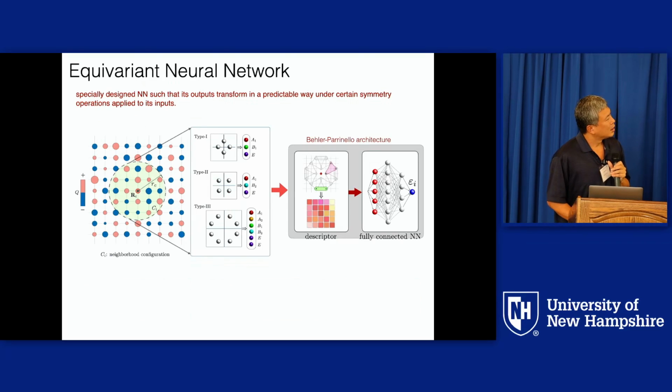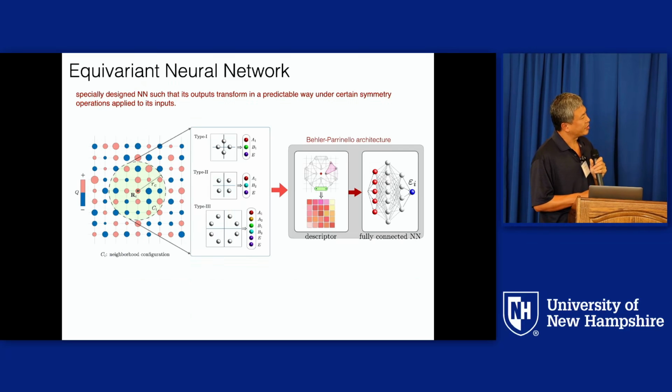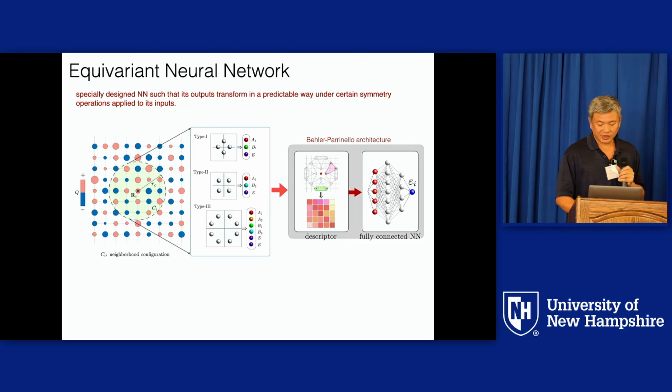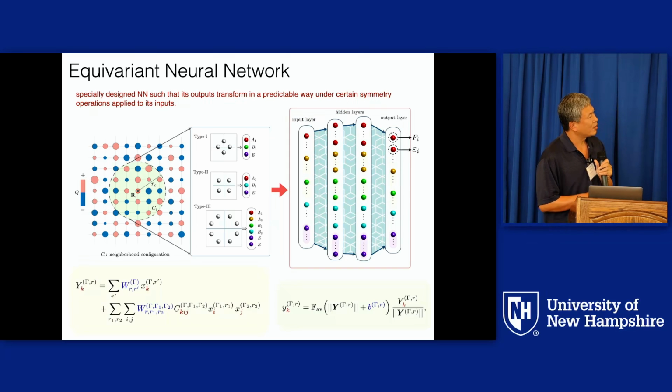Right. So what I described so far is, you decompose your neighborhood into irreducible representations, do your descriptor, and fit it into a fully connected neural network. So that's one way to do the symmetry. Another approach is to build your symmetry into the neural network, and that is the equivariant approach.